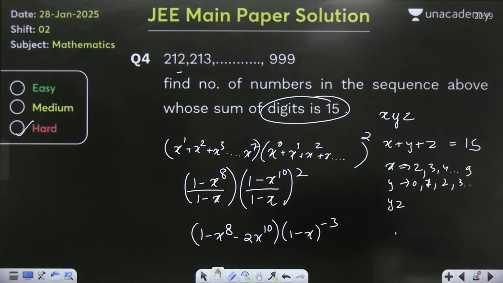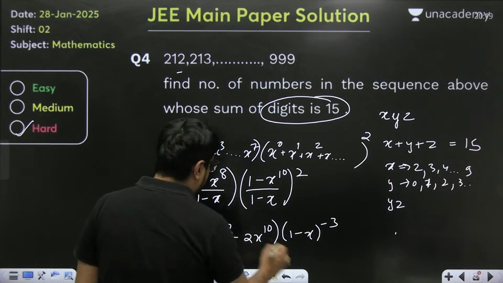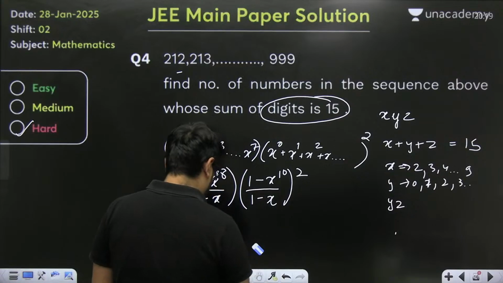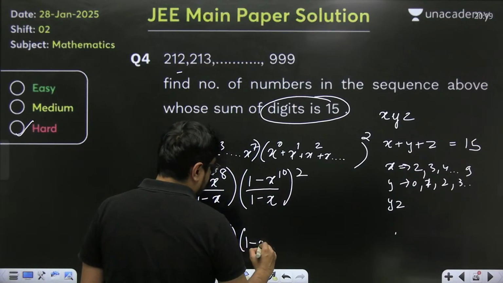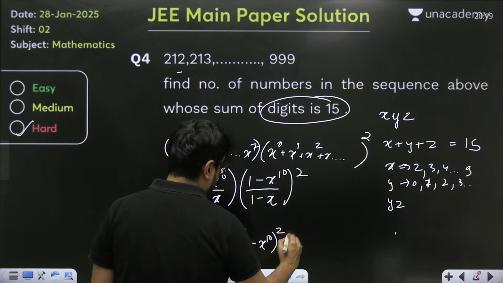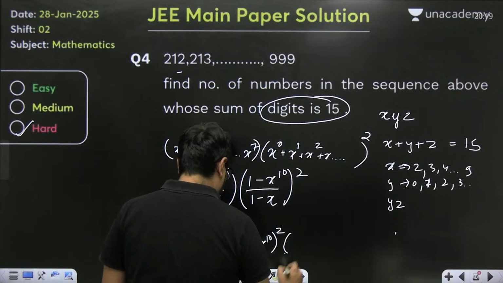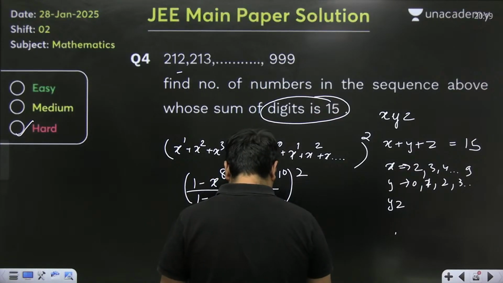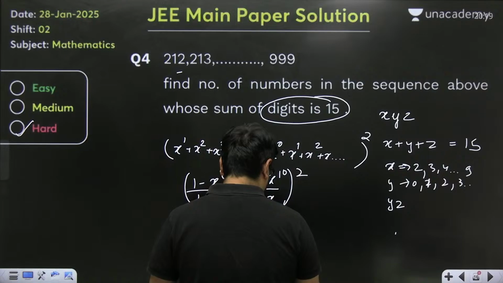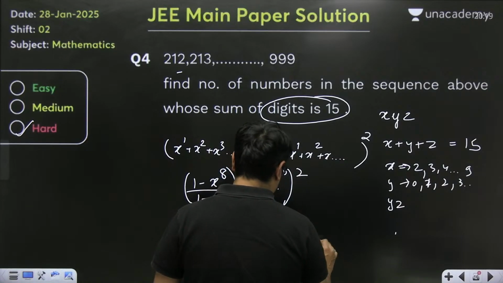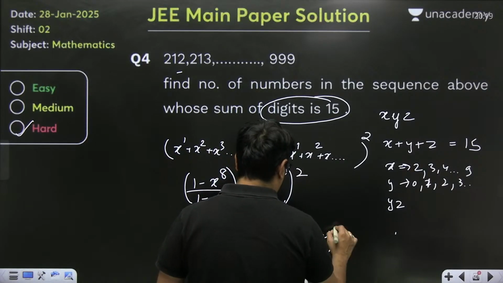Like these will be the three terms. Sorry, not this. 1 minus x to the power 10 whole square. 1 minus 3x.